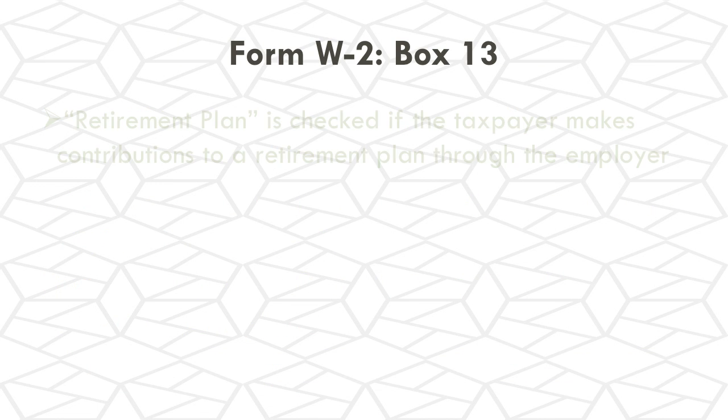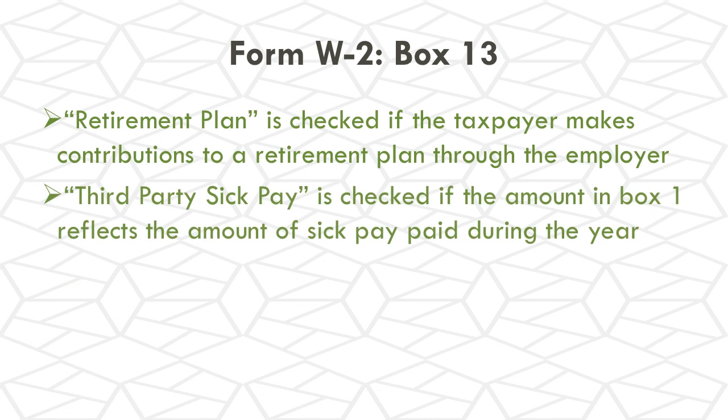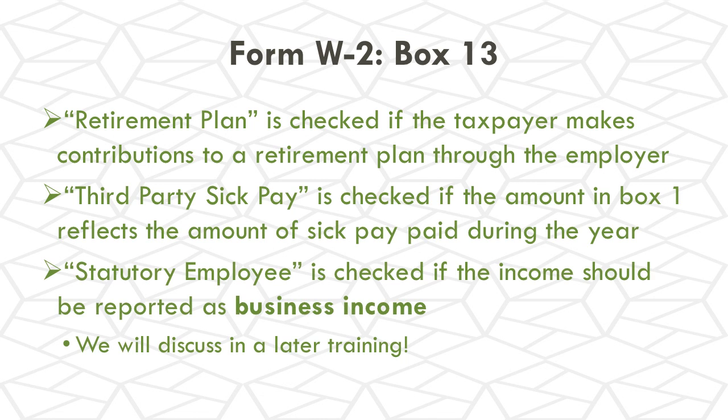All right, the next box, box 13, has a variety of checkboxes that may or may not be checked. The first one is retirement plan. It may be checked if the taxpayer makes contributions to a retirement plan through the employer. That's just showing that they made some type of contribution to the retirement plan and may help them qualify for a tax credit. Then we have third-party sick pay. If that is checked, then the amount in box 1 is going to reflect the amount of sick pay that was paid to them during the year, and this is not going to be taxable.